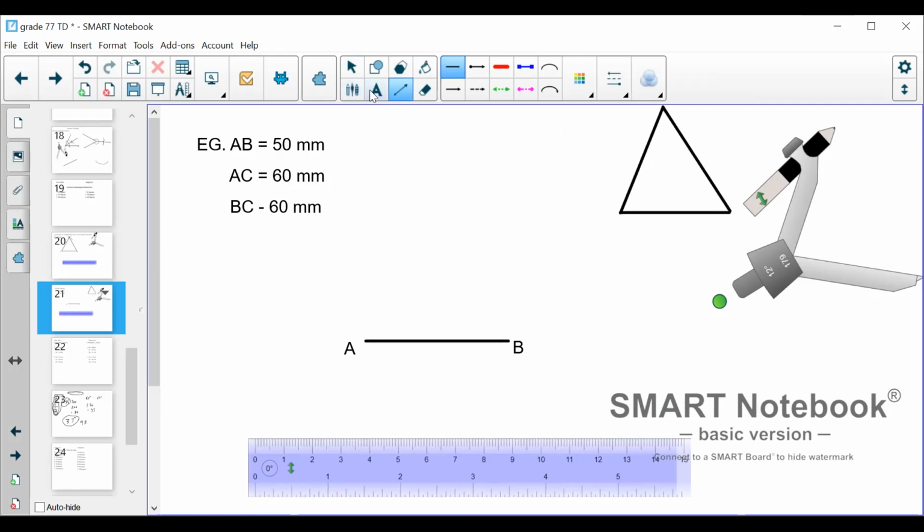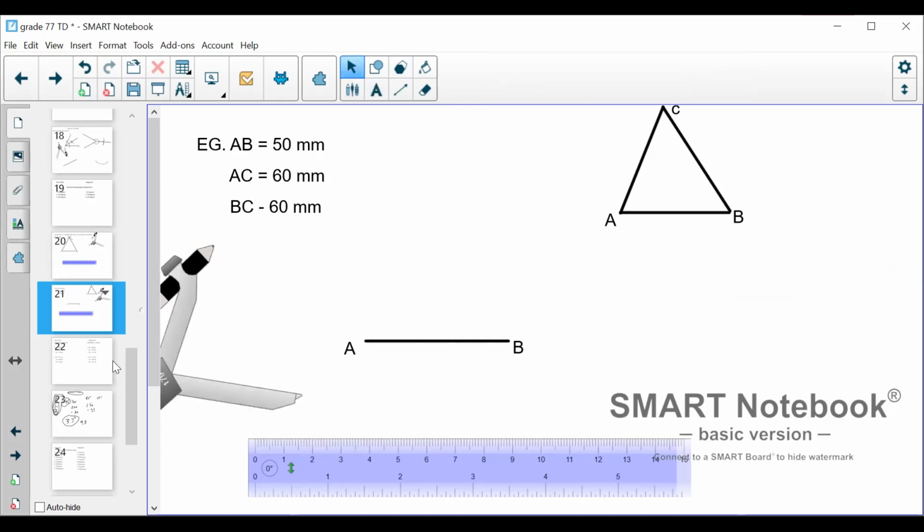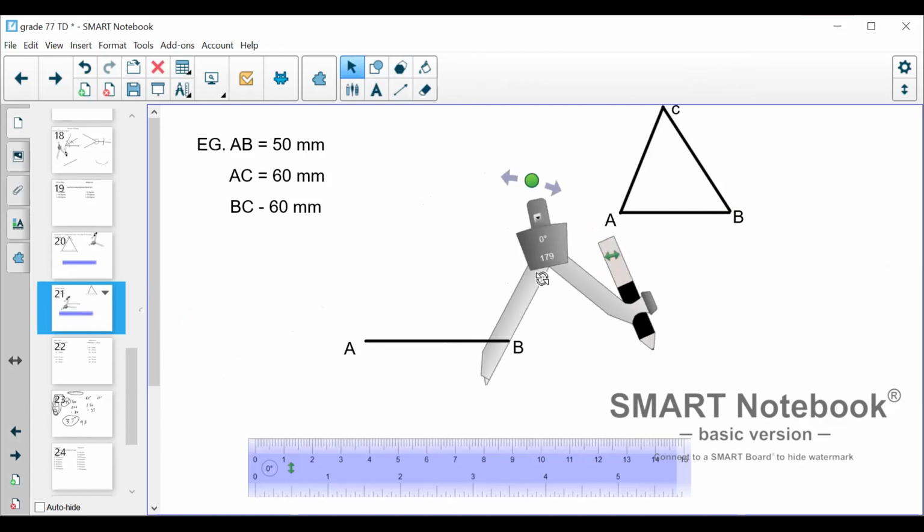So A, B, and the top there is C. Good. So AC, which is the left side, is 60 mm. So we take the pair of compasses, right? And we use the ruler to find 60 mm.